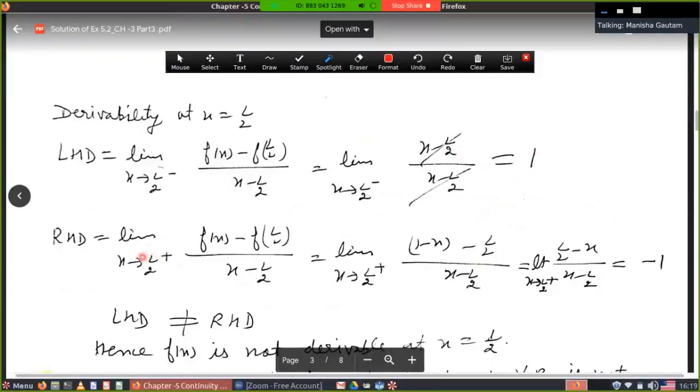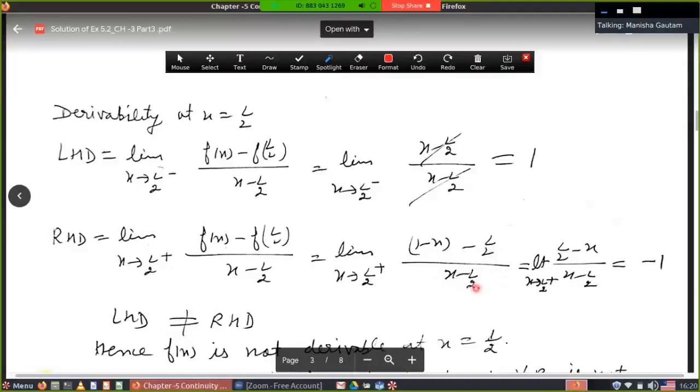Similarly, when you are calculating the right hand derivative, limit x tending towards half positive, f x minus f x naught upon x minus x naught. The value of f x when you're tending from the right is 1 minus x. From the question you can check, it is 1 minus x minus half, and x minus 1 upon 2.